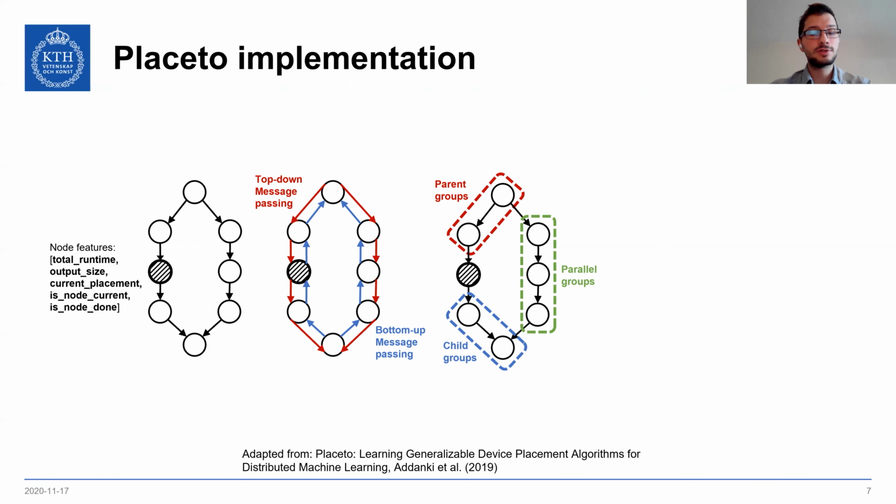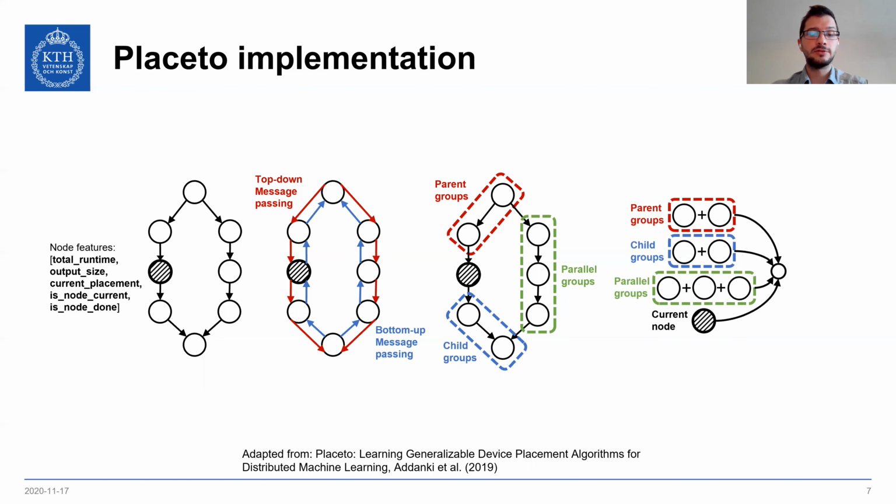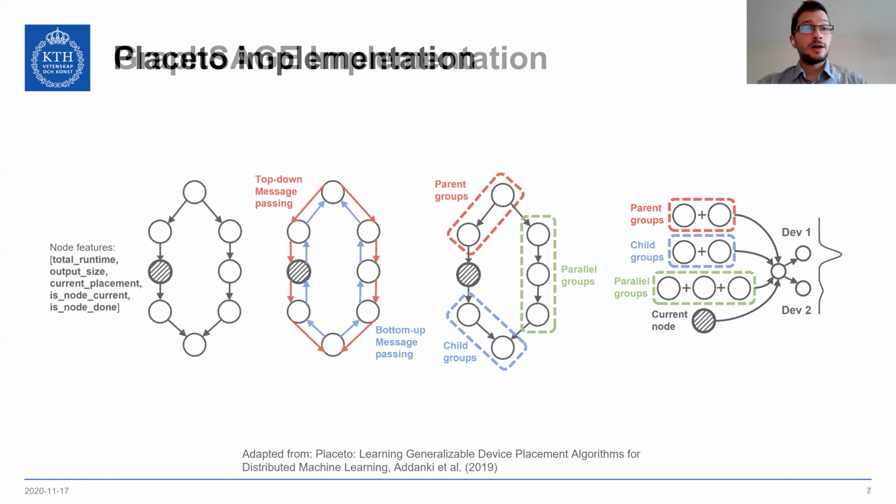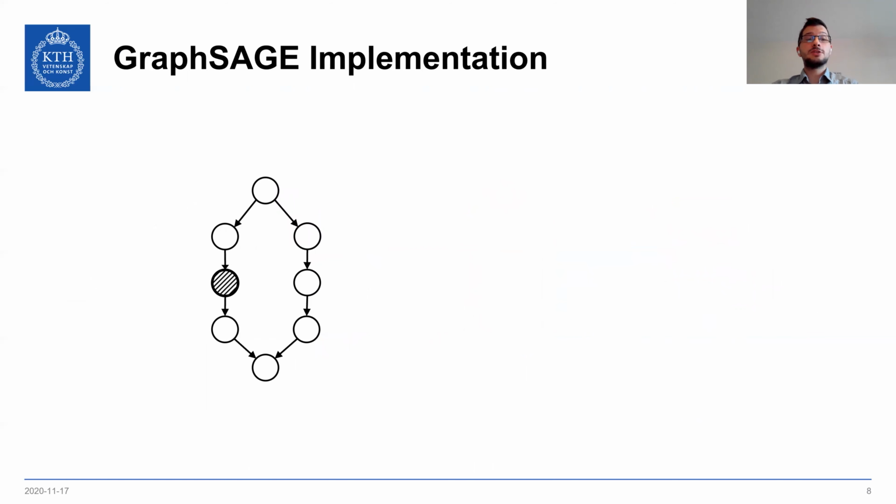The set of parent nodes contains every node that has an incoming path to the current node. Child nodes are nodes that can be reached from the current node, and parallel nodes, lastly, cannot be reached from the current node via the edges of the graph. Finally, these sets are combined together with the current node and are passed to the policy network, which outputs a device placement. Now we take a look at our first implementation, GraphSage.